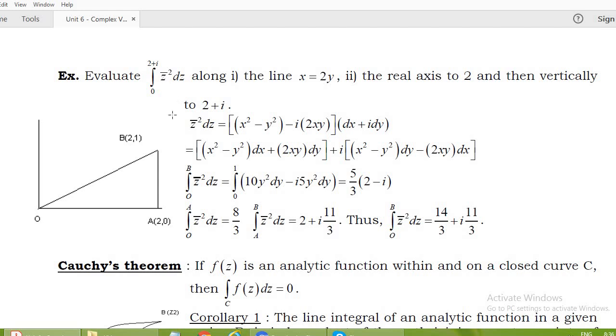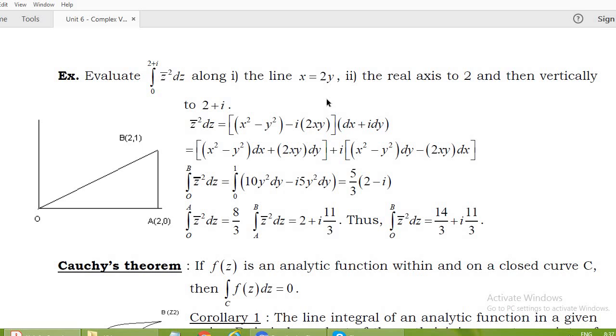So let us simplify the integrand first. z conjugate means x minus iy. After simplification, we are getting the value of the integrand in terms of x and y like this. Now in the first integration, which is from 0 to 2 plus i along the straight line x equal to 2y, we will be substituting x equal to 2y, therefore dx is equal to 2 times dy in this. So everything will be in terms of y. This is the expression, with limits of y from 0 to 1. We are getting the answer 5 by 3 times (2 minus i).